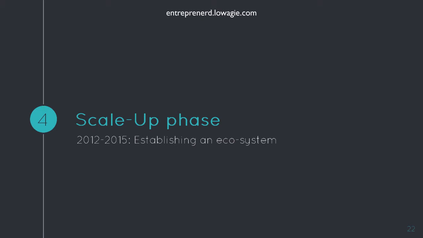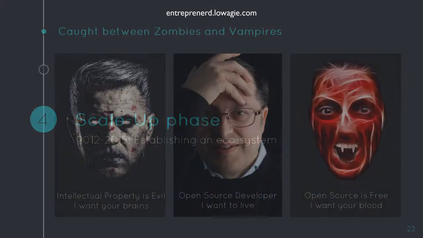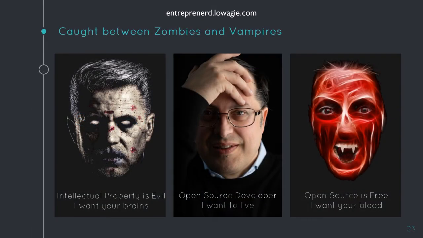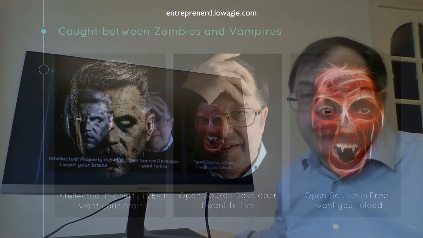The license business went well, but I noticed that the dual licensing business model was under pressure. Sometimes it felt as if I was caught between zombies and vampires. The zombies were after my brain. They claimed that intellectual property was evil and that software should be free, not commercial. The vampires were after my blood. They wanted to commercially benefit from the intellectual property I produced without giving anything back. As an open source developer, I just wanted to survive.